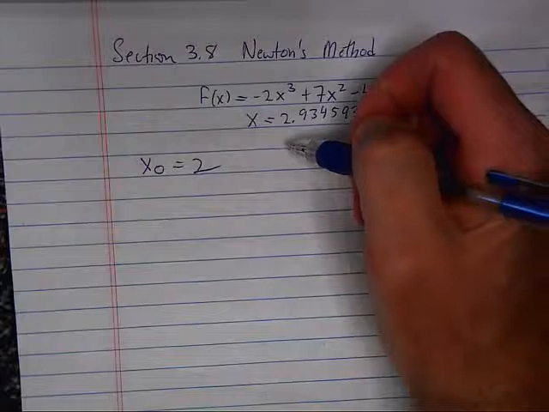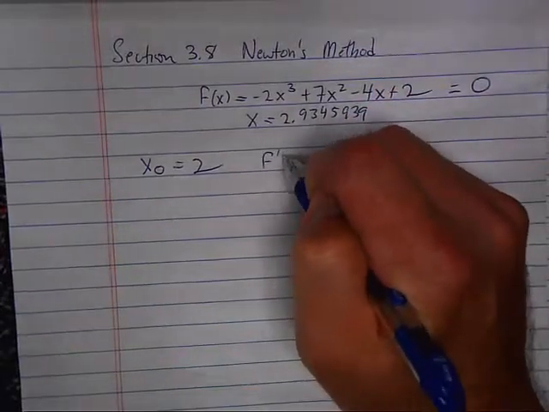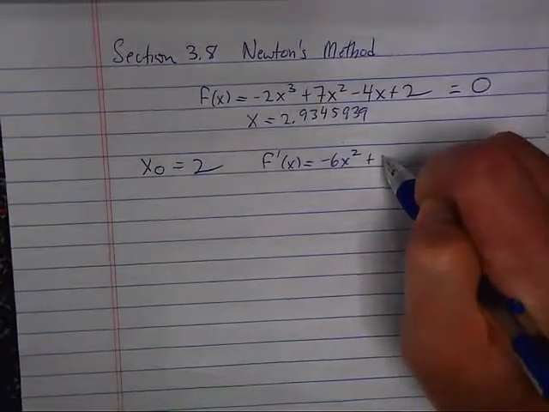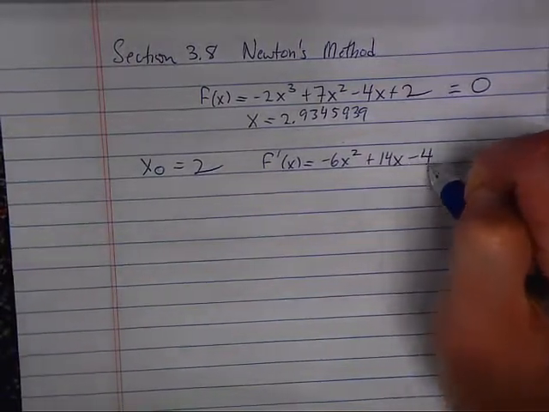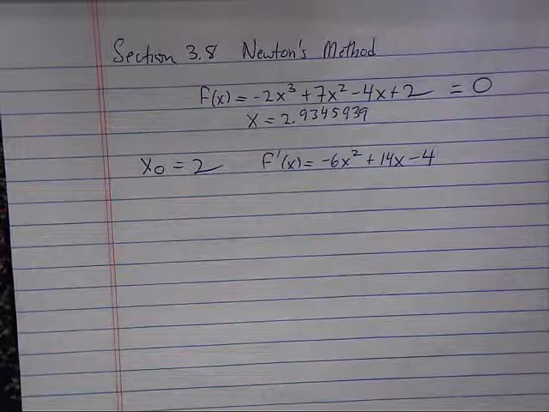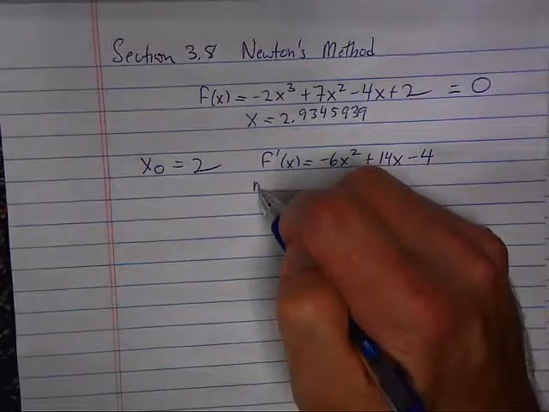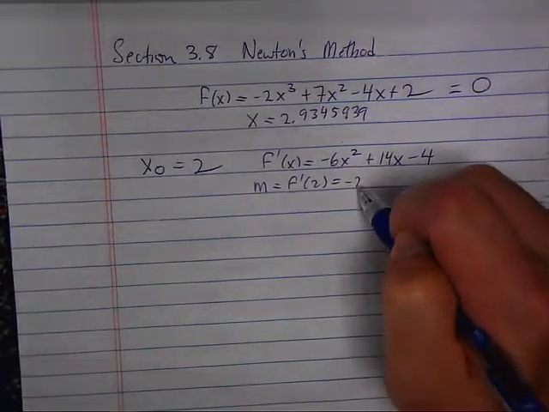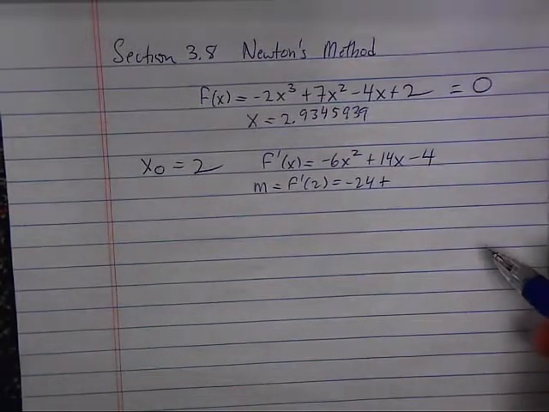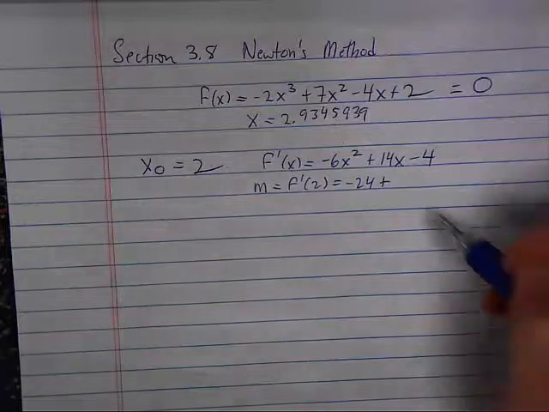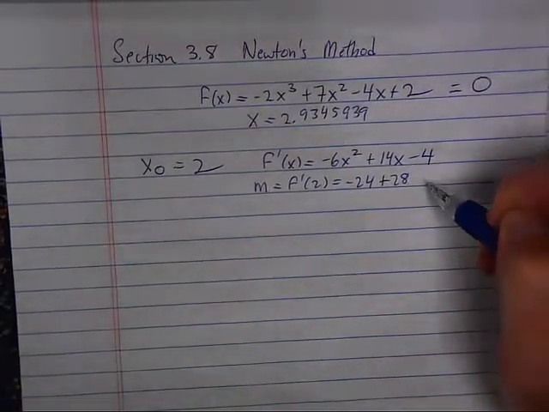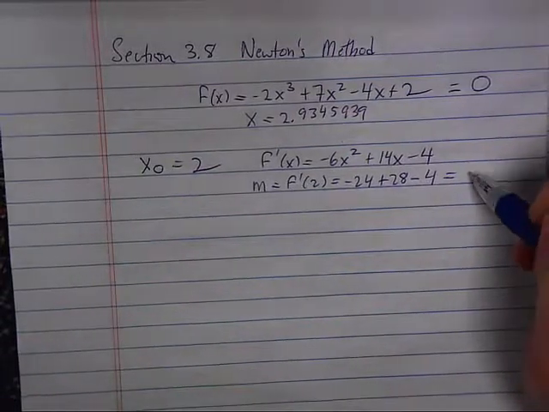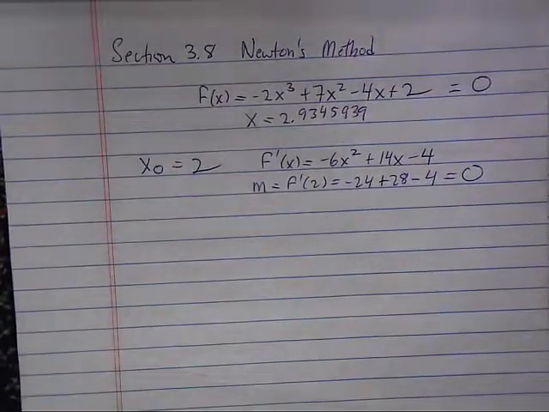So it did have something to do with the derivative. You were right. f prime of x is negative 6x squared plus 14x minus 4. So I plug in 2, and that'll give me my slope. Slope is f prime at 2. That's going to be negative 24 plus, oh, I picked a bad number, 28 minus 4, which is 0.